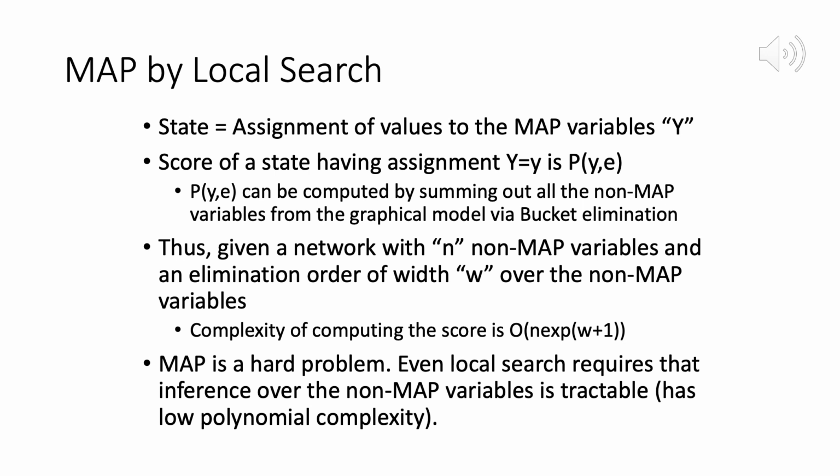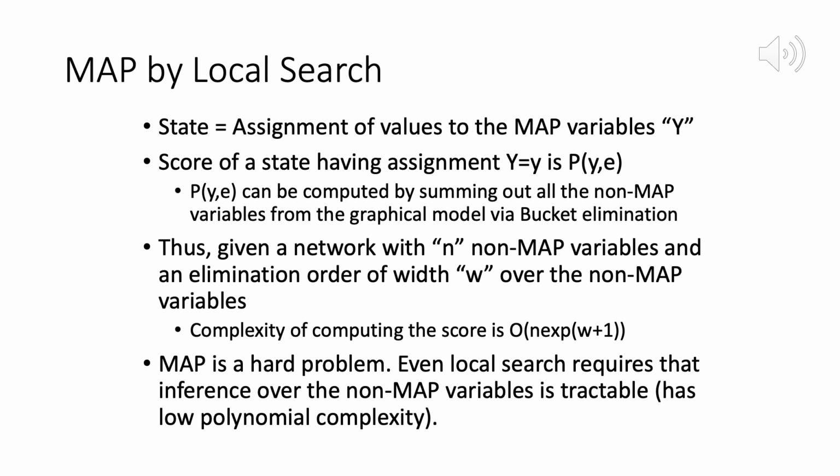Because we only have an assignment to a subset of variables, the subset being y and e. Okay, so all the so-called non-MAP variables, which are all variables other than y and e, we don't have an assignment to. So we'll have to marginalize out, or sum out, those non-MAP variables from the graphical model. How can we do that? We can do that by using an algorithm such as bucket elimination.